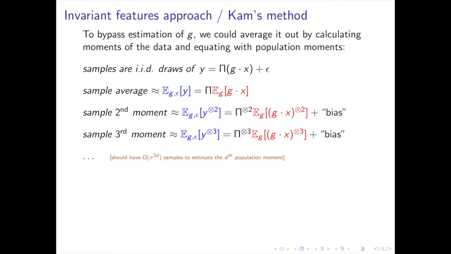What is sigma in that text in the last line? So sigma squared is the variance of the noise. Right? The Gaussian noise. So you should think of sigma squared as very large. So for these estimates to be accurate, for the dth moment estimate to be accurate, you need on the order of sigma to the 2d samples.